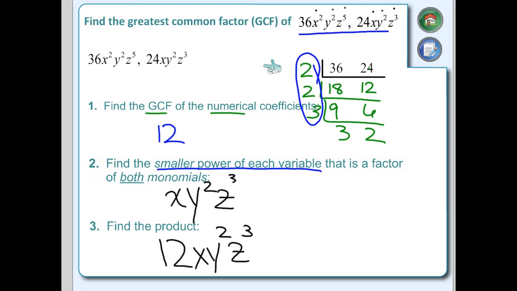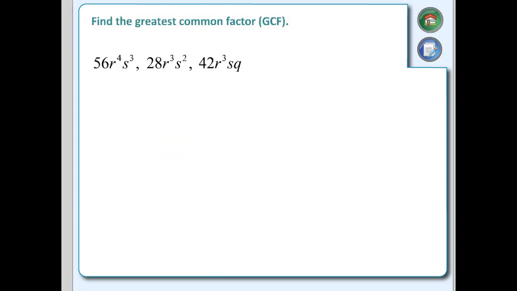Okay, so the number part's easy. It's what we've been doing for a couple of days. The letter part, remember, even though we're looking for the GCF, the greatest common factor, we want the smallest power. And it's got to be common to every term listed. Okay, let's try one more and see what happens.